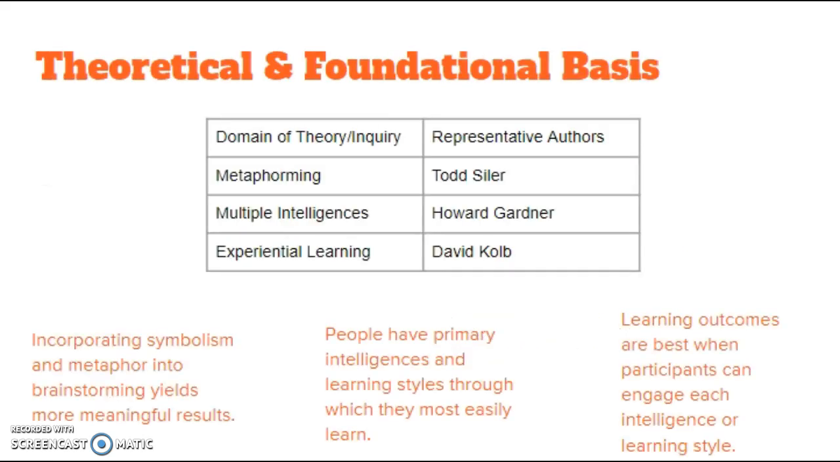Play Like a Genius is based on 3 methodologies: metaforming, multiple intelligence theory, and the experiential learning model. In orange are the 3 central premises that have guided the creation of this method.